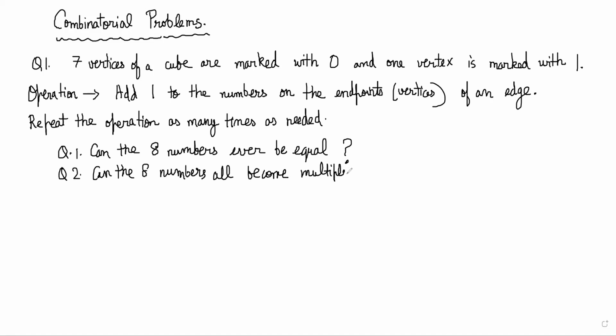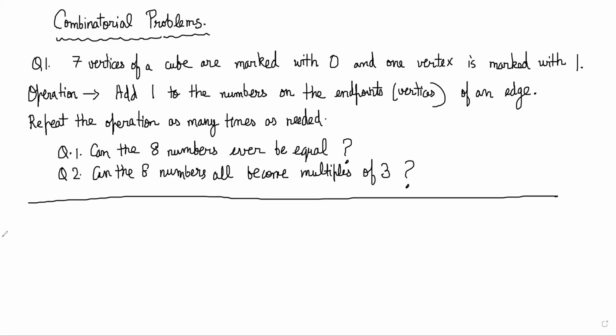So basically 7 vertices are marked with 0 and one of them is 1. And you can perform an operation where you increase the number marked on the 2 vertices connecting an edge. So you can increase it by 1 each. And you can repeat this operation any number of times. The question is, can the 8 numbers ever be equal? And can the 8 numbers all be multiples of 3? So think about it. We'll look at the first part of the question here.